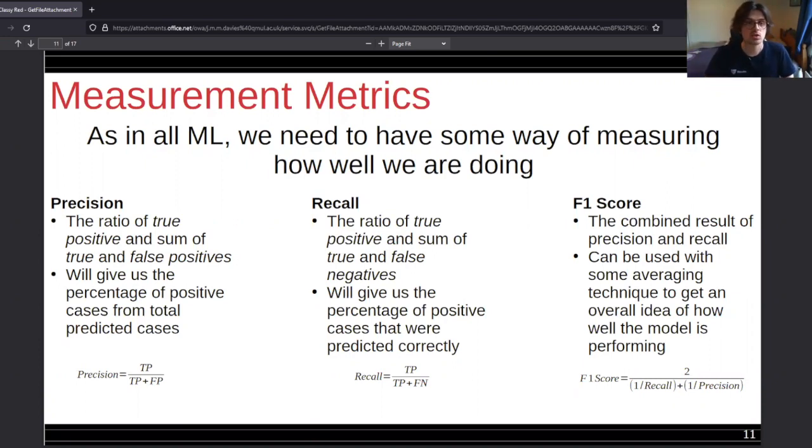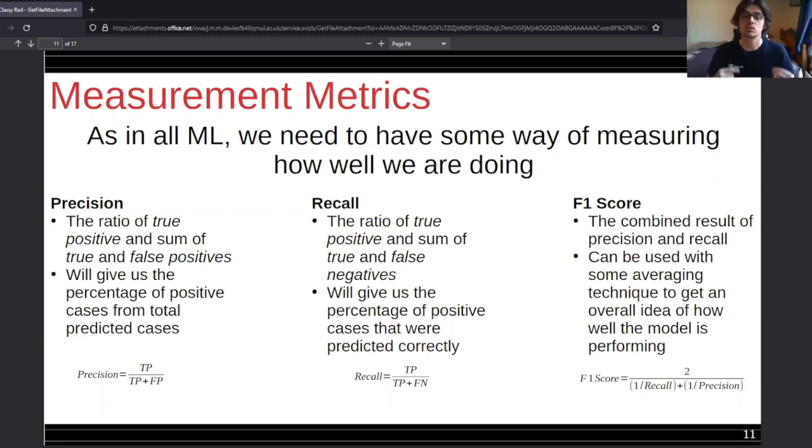So precision is the ratio of true positives to the sum of true and false positives. So this will give us the percentage of positive cases from total predicted cases. So for instance, if I say that the positive case, which doesn't necessarily mean good in this context, is positively defined as hate speech, then what I'm looking at is how many of the things defined as hate speech are actually hate speech, okay? So the true positive is the actual thing that we want to find. The false positive is a mislabeling. So it's something that isn't hate speech, but has been defined as hate speech by the model.